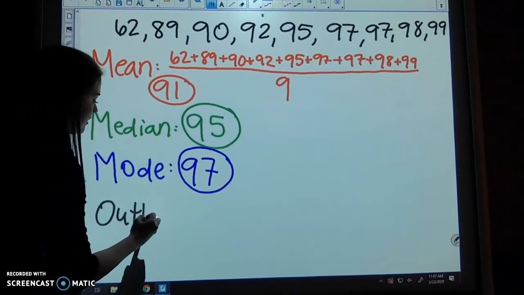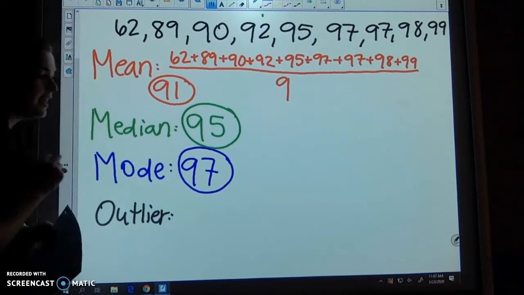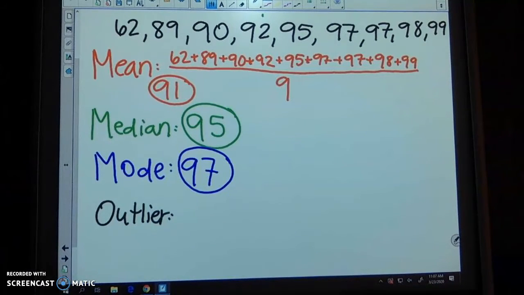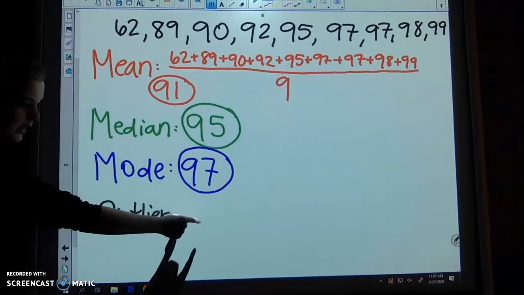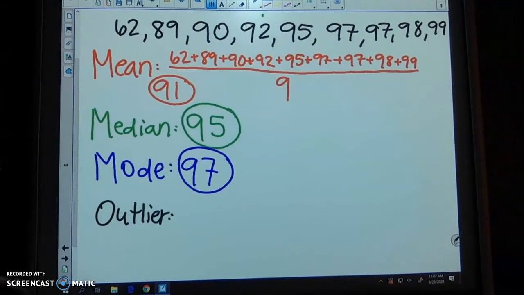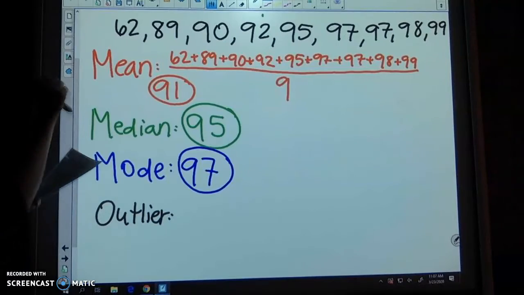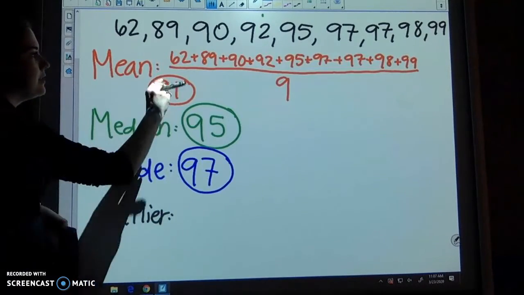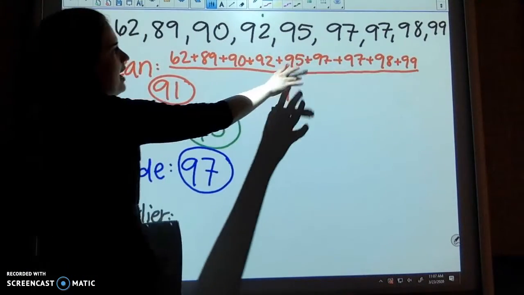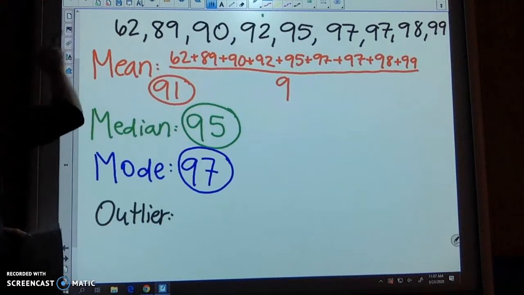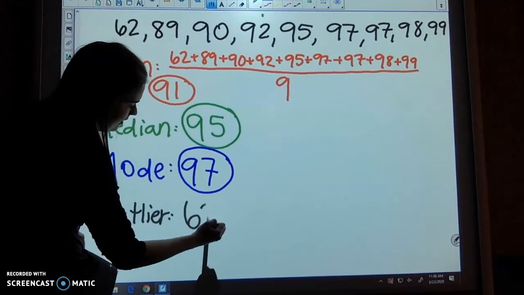Now I can tell you not every single set of data is going to have an outlier. For example, number 2, number 3, and number 4 do not have outliers. So when there's not an outlier, you just put none. Don't put 0 because 0 is a numerical value and that will be wrong. So the outlier here, as you can see, we have a lot of values in the 90s and 1 in the 80s. So it's safe to say that 62 is our outlier.